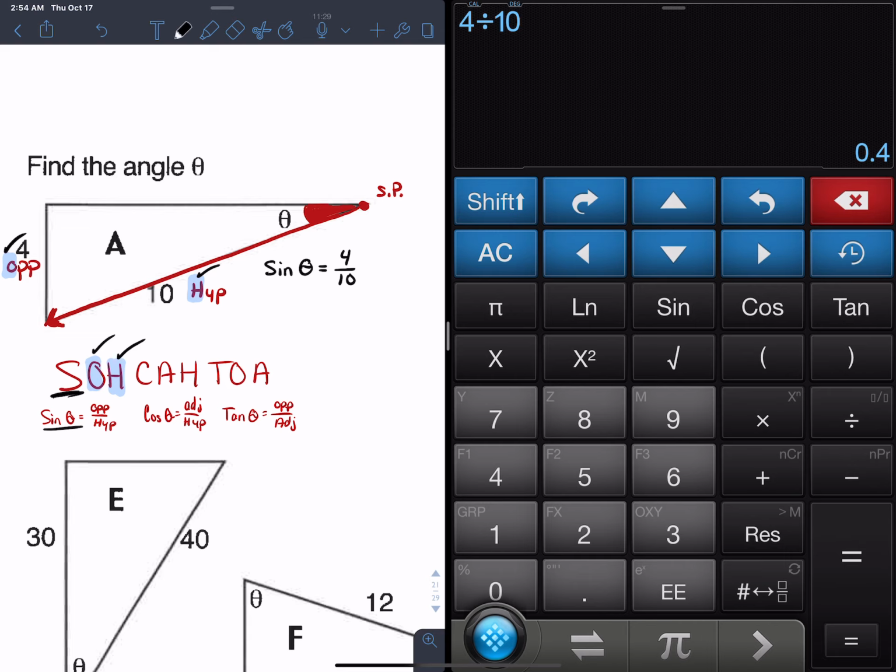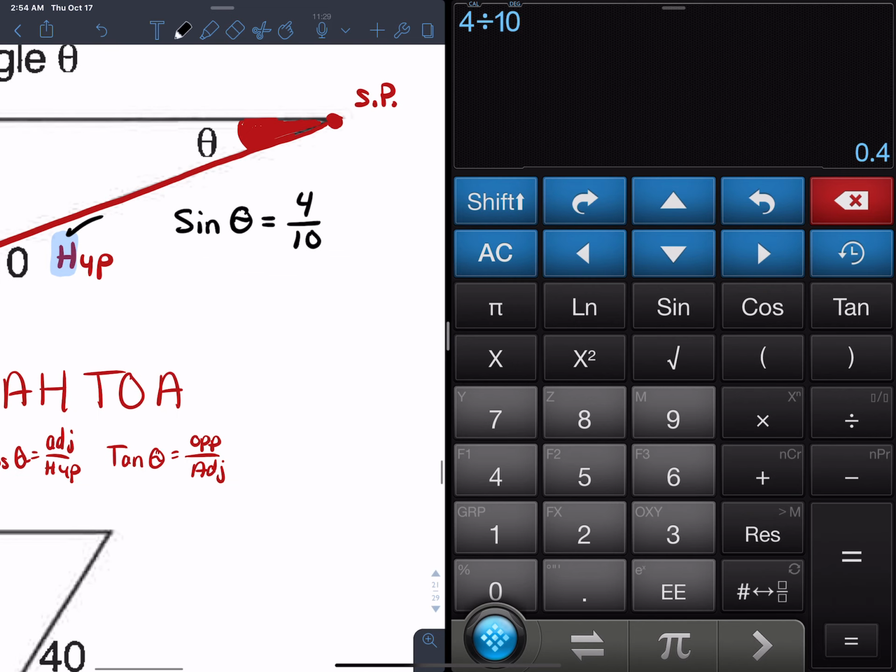Well, it's called the inverse sine. You do just the opposite of finding the angle. Instead of trying to find the decimal value, you're going to try to find the angle from the decimal value. So how do you do this? Well, we're going to find theta.